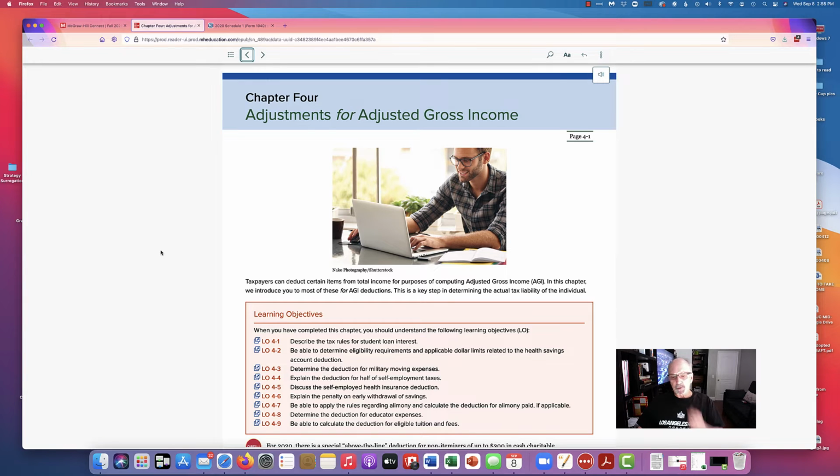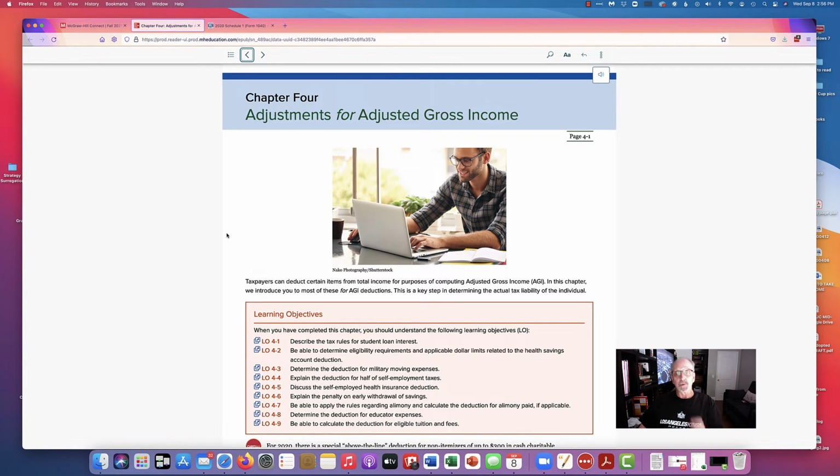Learning objective number 6, penalty on early withdrawal of savings. Some of you who may have CDs or time savings accounts know that normally you incur an interest penalty if you take the money out early before it actually matures. If a taxpayer incurs an early withdrawal of savings penalty, the taxpayer is entitled to report the penalty as a for AGI deduction on line 17 of the Schedule 1.